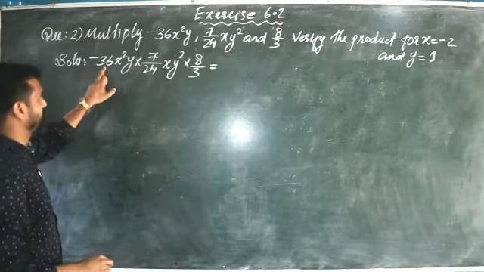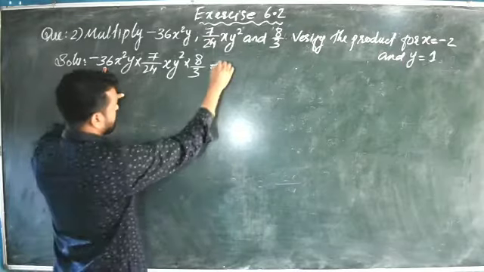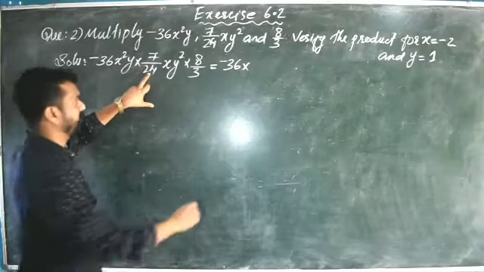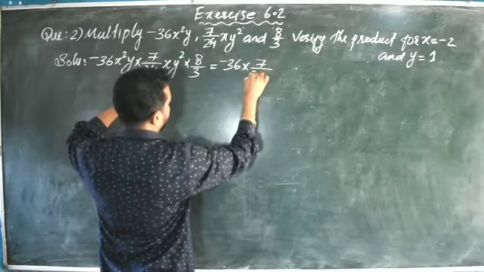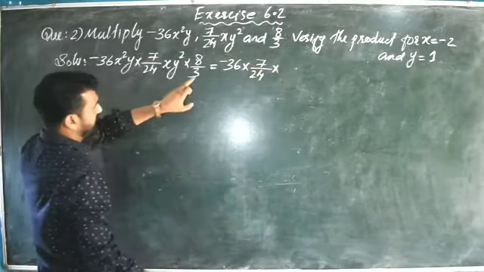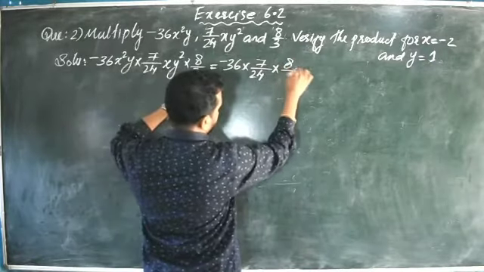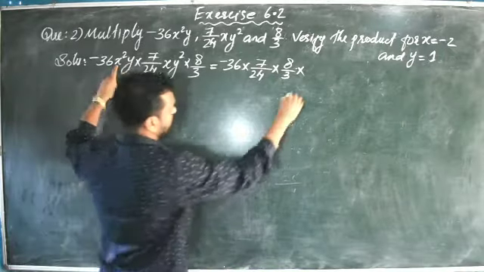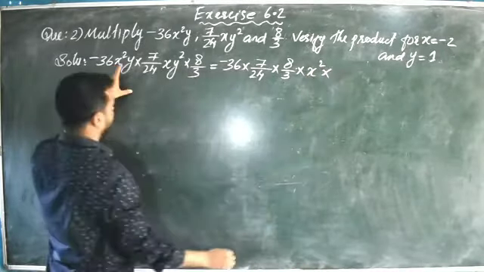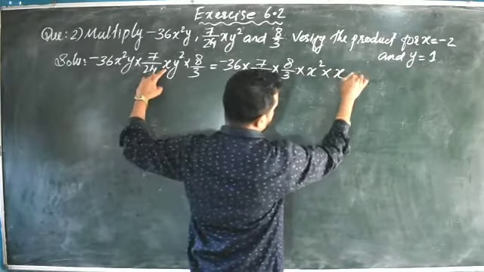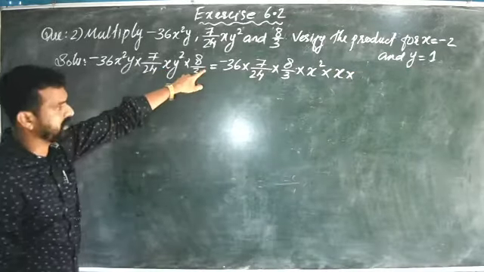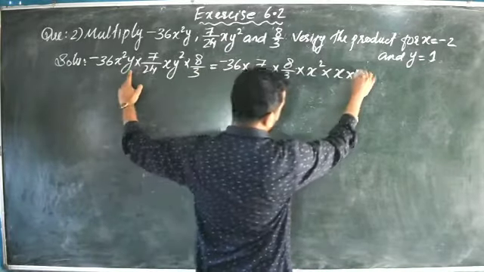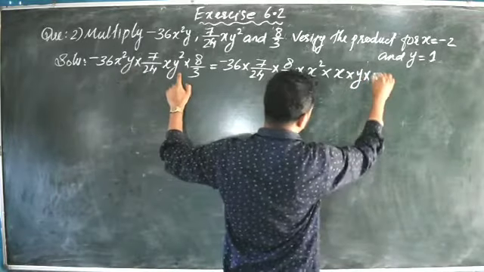all the coefficients. Here first monomial coefficient is minus 36 into second monomial coefficient is 7 by 24, 7 divided by 24 into third one it is 8 divided by 3 into next x terms. In the first monomial x square is there into second monomial x is there into third monomial x it is not there. Next we will write y. In the first monomial y is there into second monomial y square.